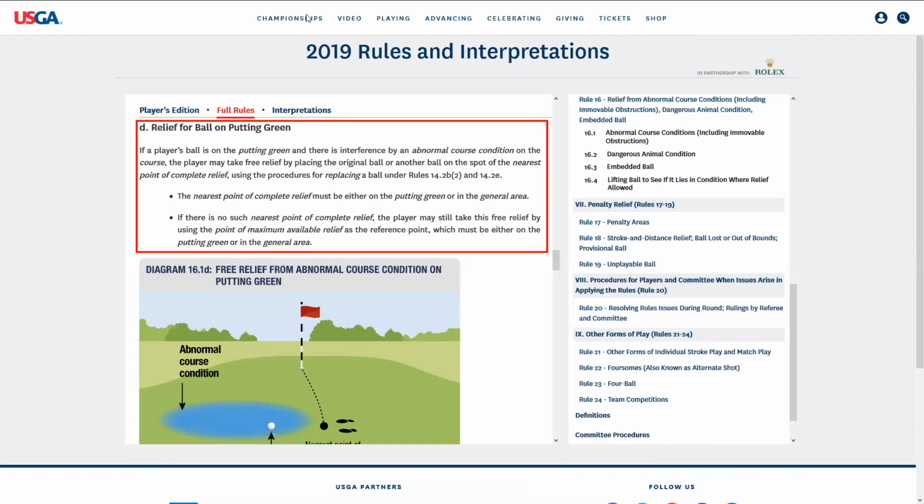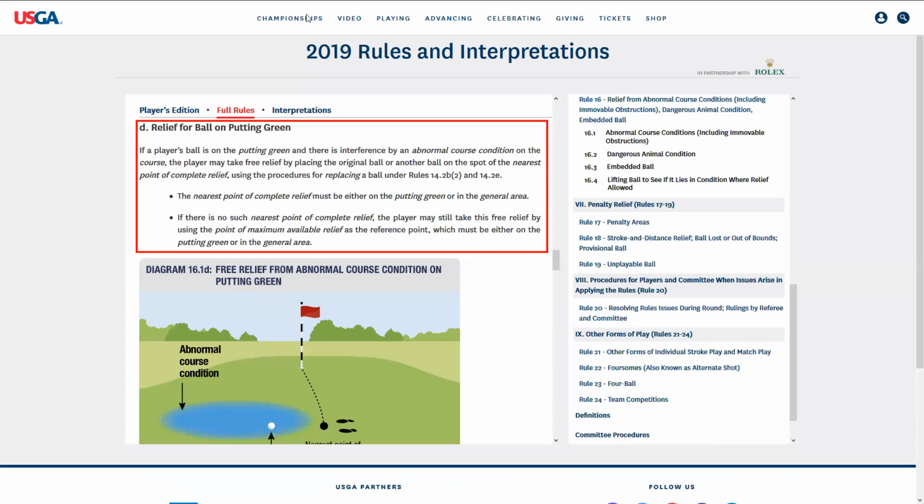So notice that normally when you're taking relief from an abnormal course condition, you're always going to have a two-step process. You have to first figure out the nearest point of relief. The second thing is you then have to take one club length. On the putting green, you don't have a two-step process. It's only a one-step process. You find the nearest point of relief and you place it.